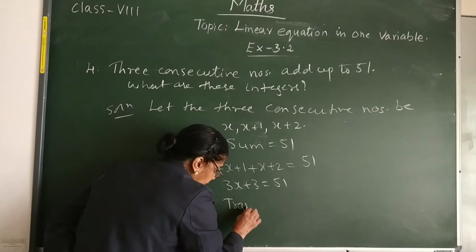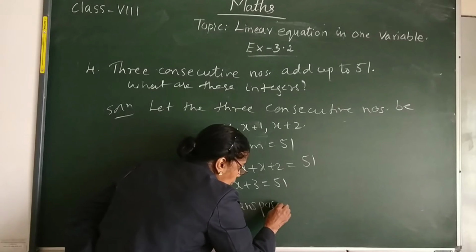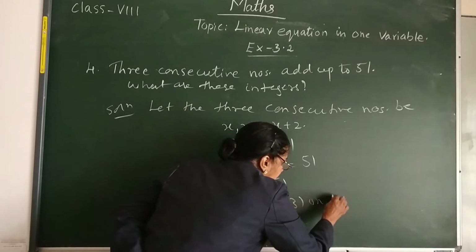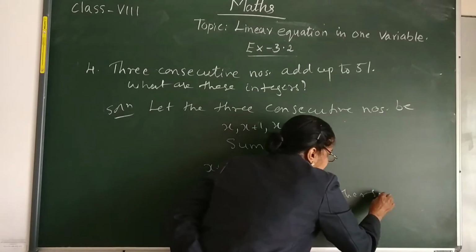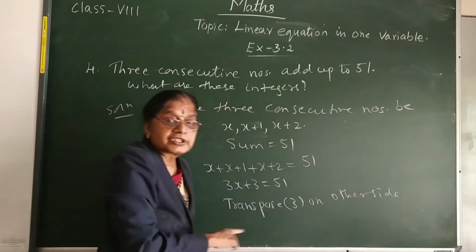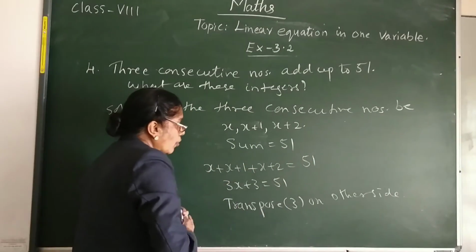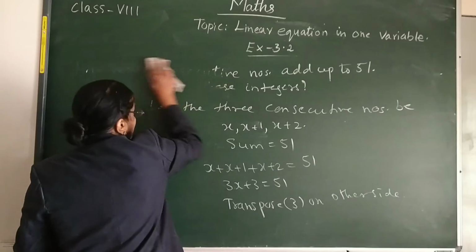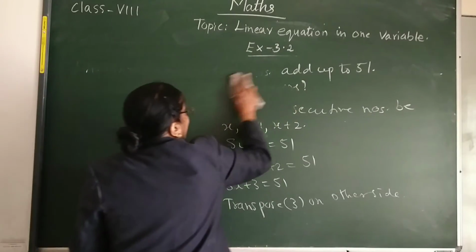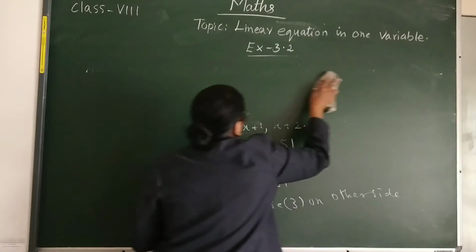We are going to transpose 3 to the other side. So what are we going to do? Transpose 3 to the other side. This 3 will go. You know the rule. Plus 3 goes to the other side. What will it become? Minus 3. So that you have to keep in mind.